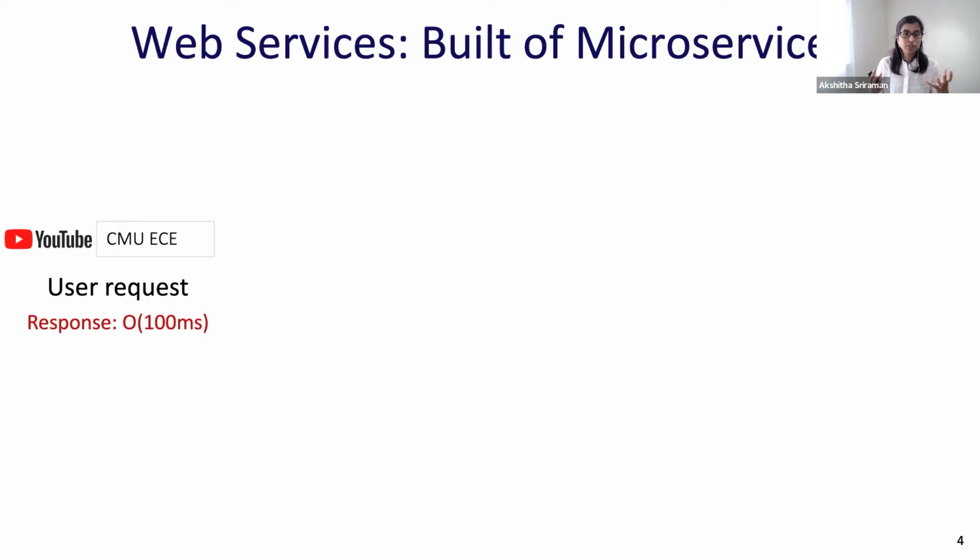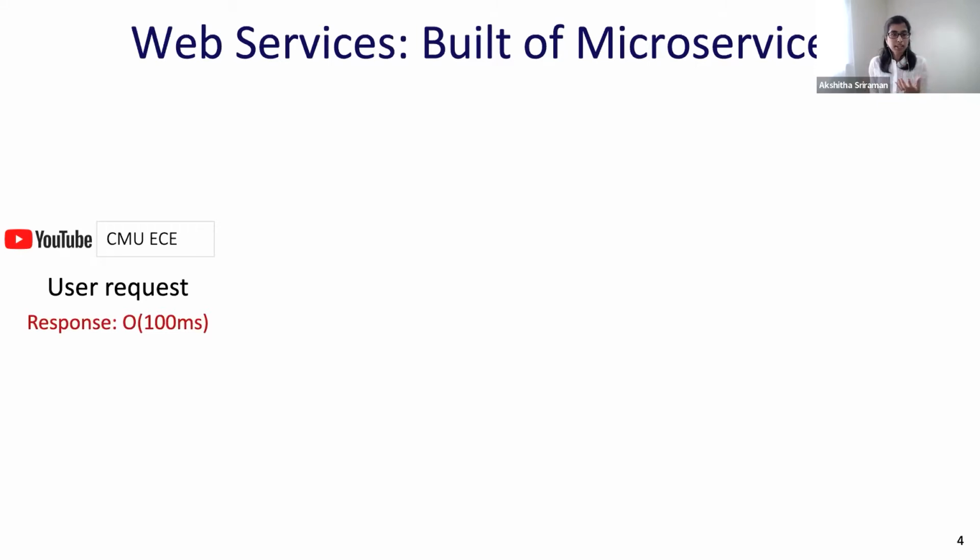Let me show you a simple example structure of these microservices. Let's say you are a user and you're sending a request to YouTube. Maybe you want to watch relevant videos for CMU, ECE or something. Now your response needs to come back very fast. Typically, this has to be of the order of a few hundred milliseconds so that you as the user can see that response almost instantaneously.